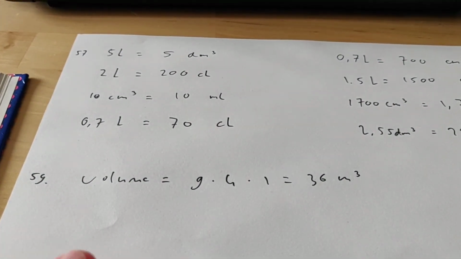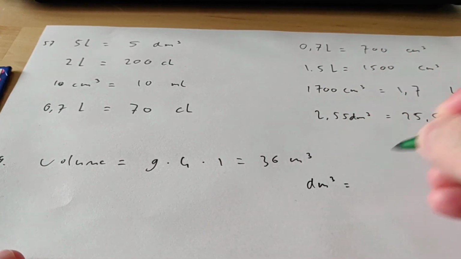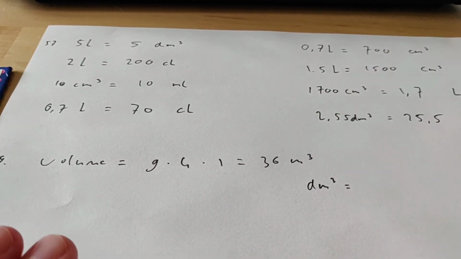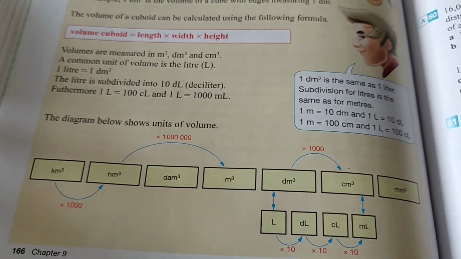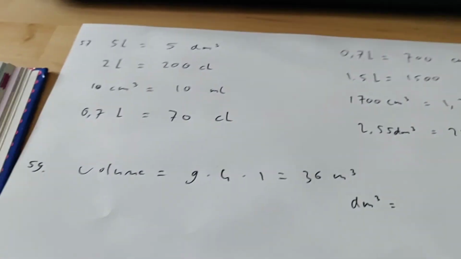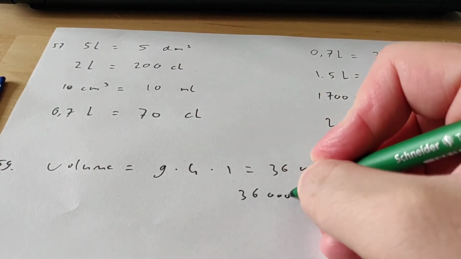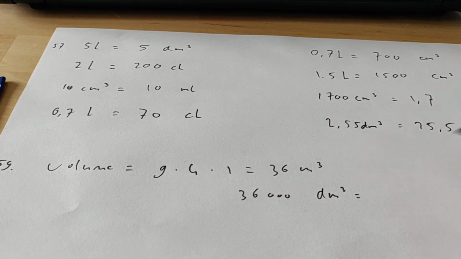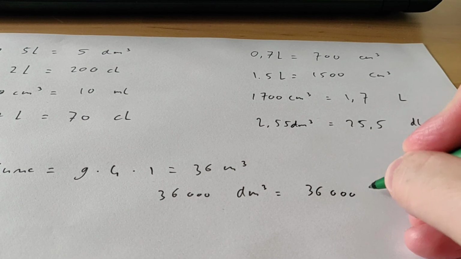But I want to know how many decimeters this is, because decimeters is the same as liters, right? If you go from cubic meters to cubic decimeters, that's one step, so that's times 1000. So this is 36,000 cubic decimeters, which is 36,000 liters.